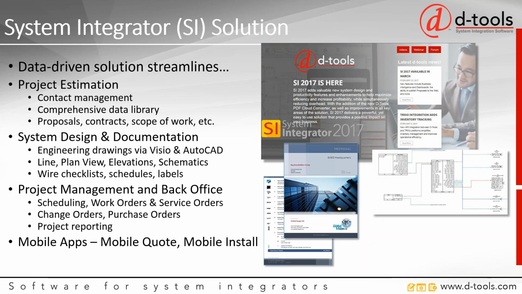For those of you who may not be utilizing the entire feature set of our solution, I wanted to remind you and point out that we can really help streamline your entire project process, from estimation and proposals through detailed engineering drawings, all the way through purchasing and back office. Really, our solution touches on all those major areas of the project process, and we continue to build out the feature set to help really facilitate an end-to-end solution for your business. So if you're not utilizing all of the features of System Integrator, I encourage you to really look at different ways that the software can help your business.